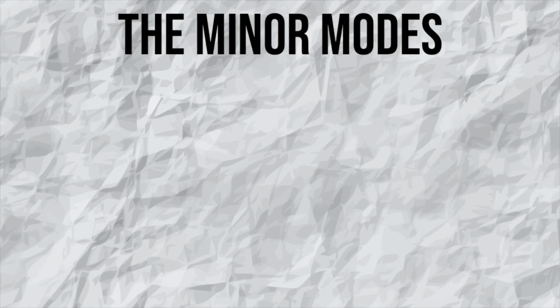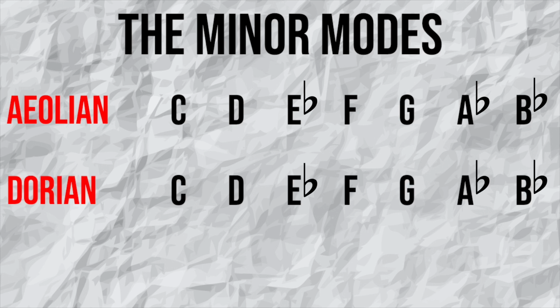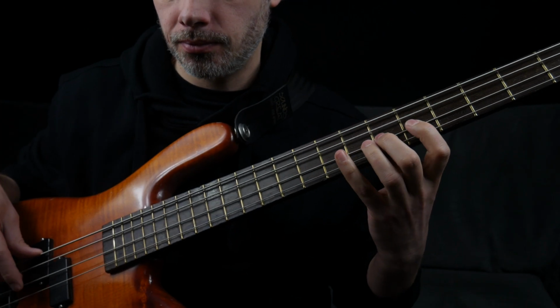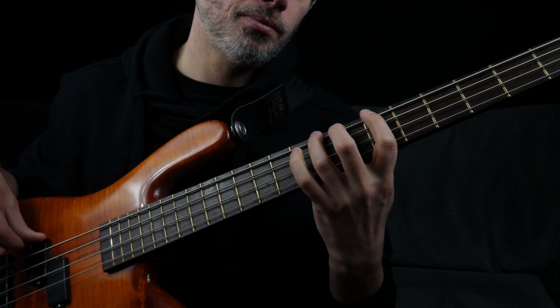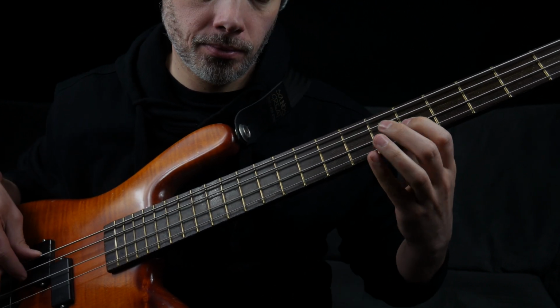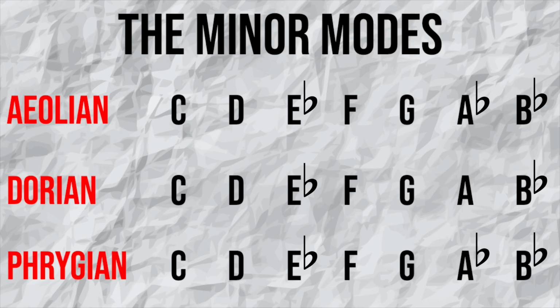For the minor modes, we compare them to the natural minor, or Aeolian. The characteristic note in the Dorian mode is the 6, which is raised a semitone compared to the flat 6 of the natural minor. The characteristic note of the Phrygian is the flat 2.